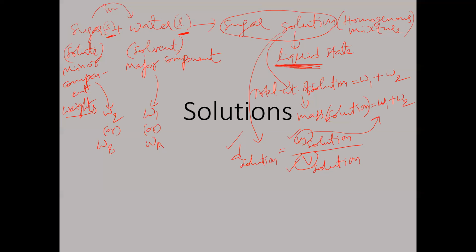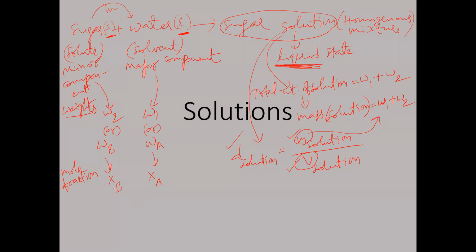Is that clear? Also, for the solute, we take mole fraction. Mole fraction is given by the letter X. For the solute we take XB or X2, and for the solvent we take XA. XA means mole fraction of solvent.